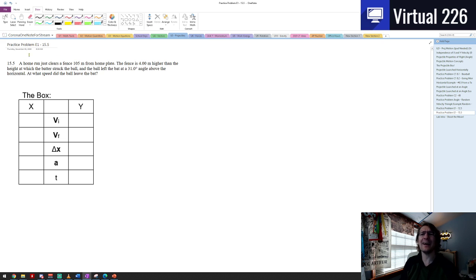That's what I am. Okay, so we're looking at the last practice problem for Unit 5. It's the E1 15.5 problem, and this is the challenge problem. The reason it's the challenge problem is because it's set up a little bit weird.